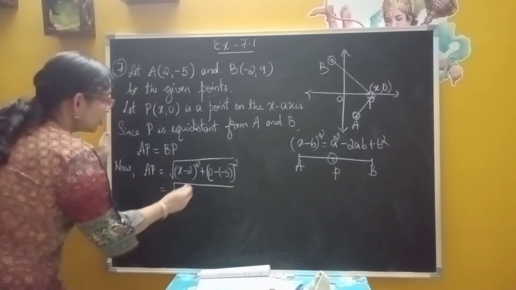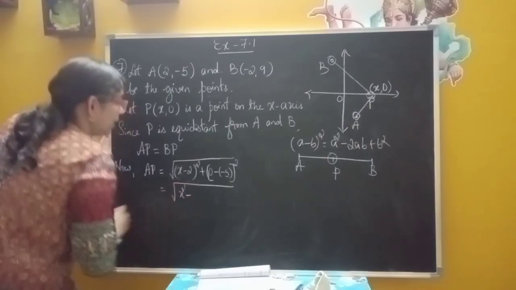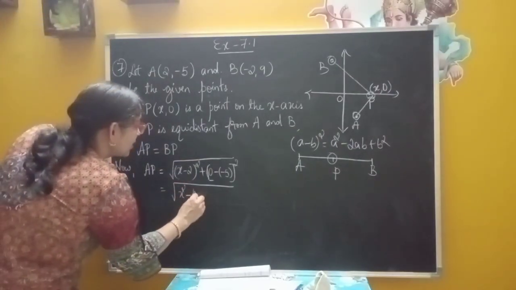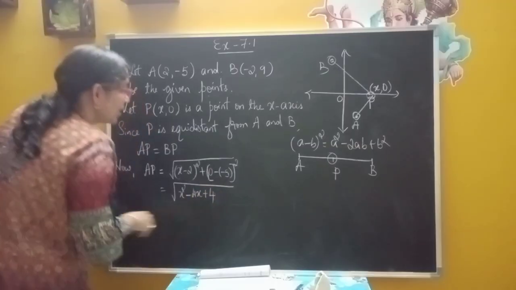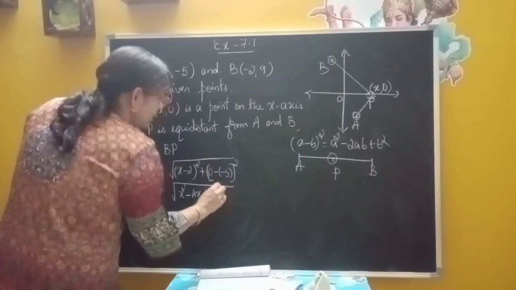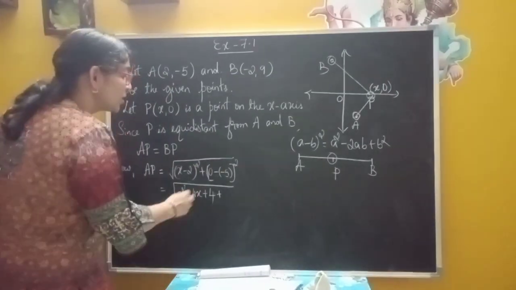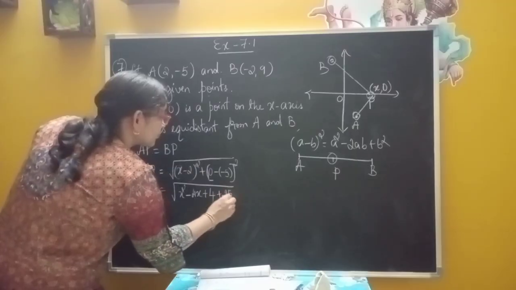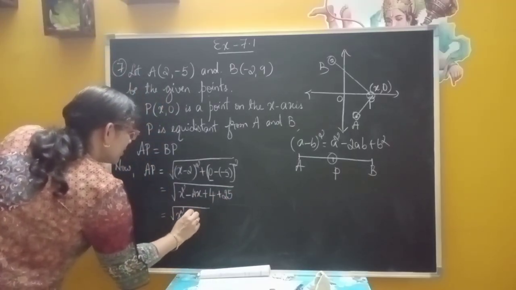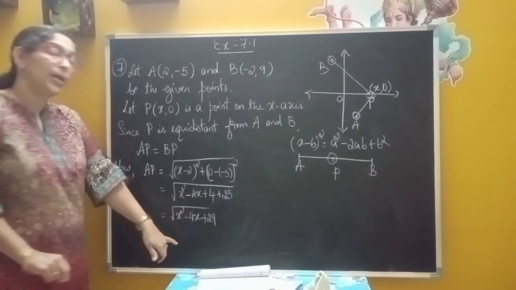So how do you write this now in that form? It is equal to x square minus 2ab, 2 into x into 2. 2 2s are 4, 4x, plus b square is 4. Plus, here 0 minus of minus 5 is plus 5. 5 square is how much? 25. So it is equal to x square minus 4x plus 29. This is the length of AP.